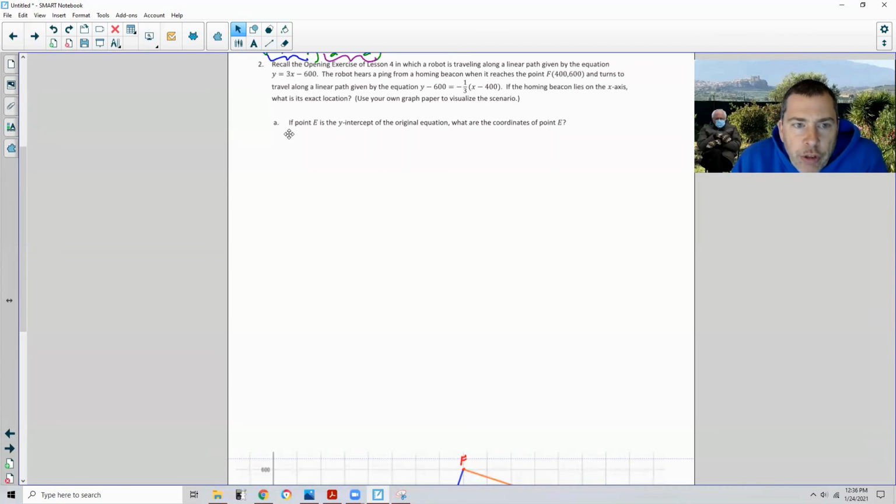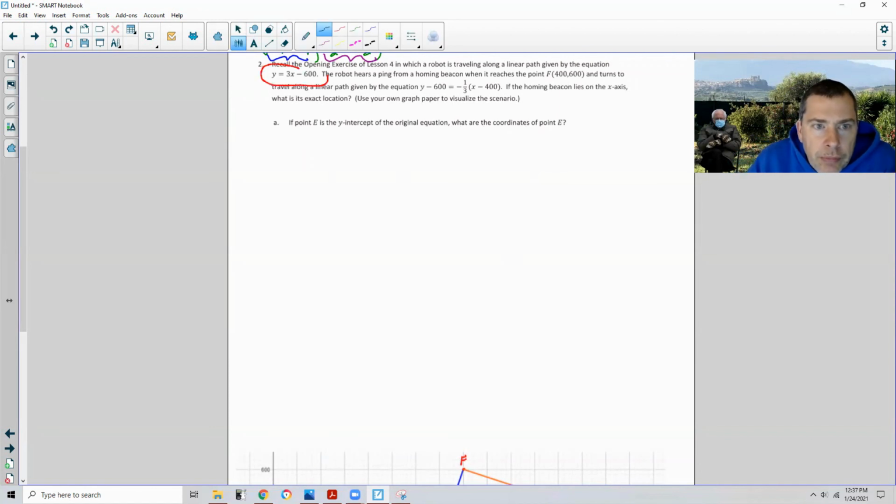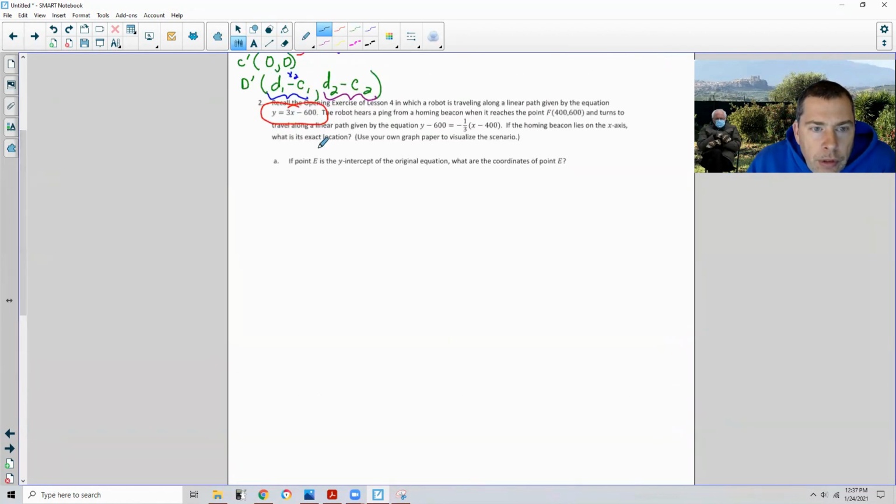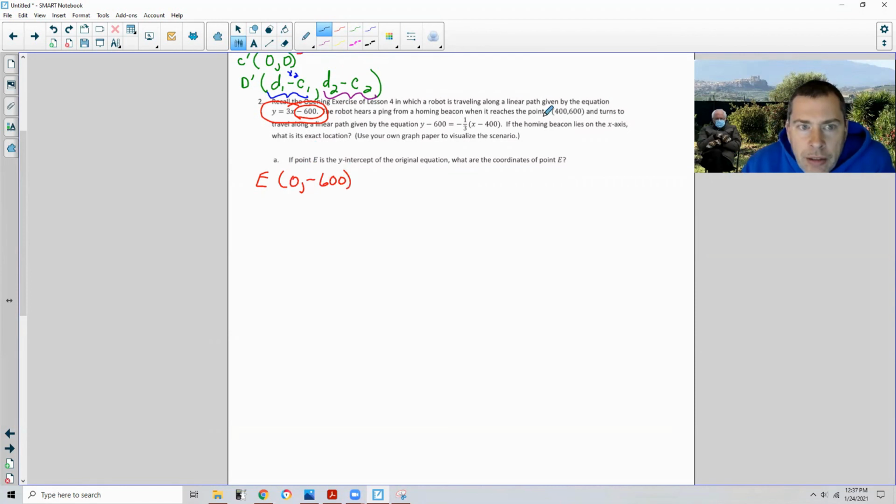Okay, so here we go. I've got it down lower here. If point E is the y-intercept of the original equation, what are the coordinates of point E? So the original equation is right here. Okay, well, it's right here. The coordinates of E are 0, negative 600. The y-intercept is 0, y.